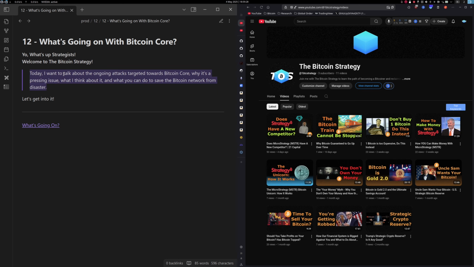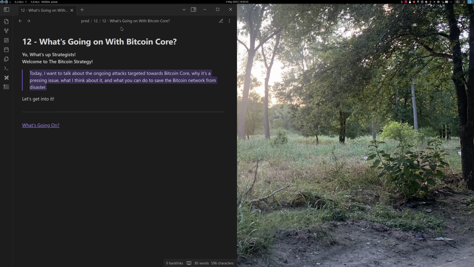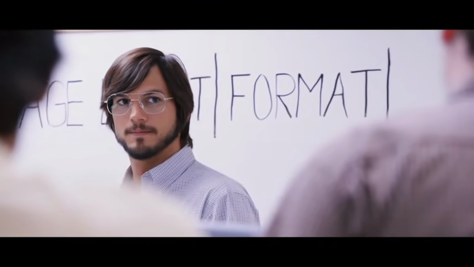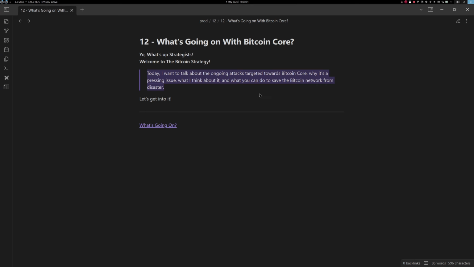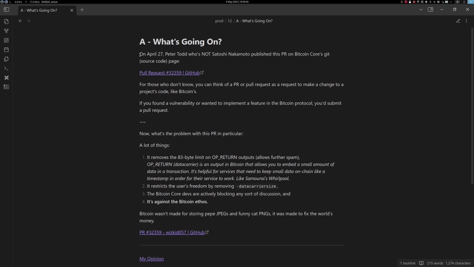Today, I want to talk about the ongoing attacks targeted towards Bitcoin Core, why it's a pressing issue, what I think about it, and what you can do to save the Bitcoin network from disaster. Let's get into it. Now, what's going on with Bitcoin Core?